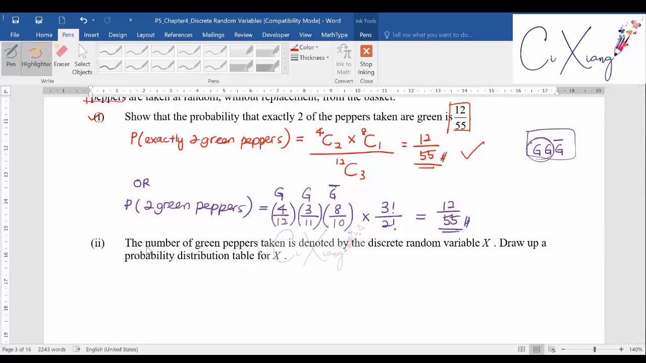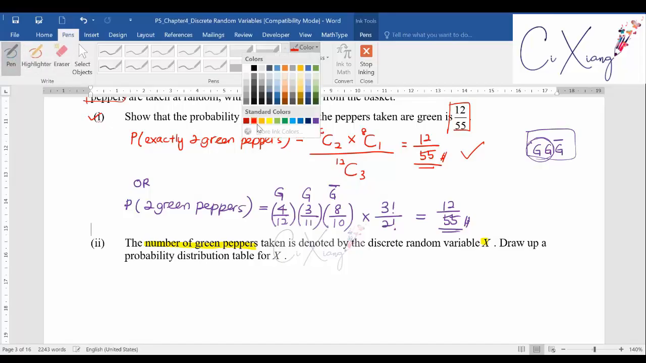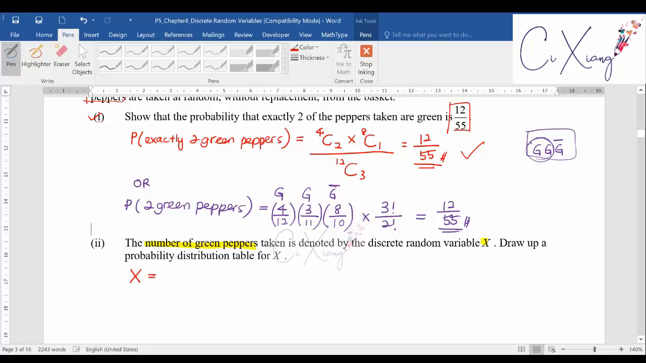Let's have a look at part number 2. The number of green peppers is taken and denoted by X. Draw up a probability distribution table for X. So now you need to consider that X is the number of green peppers. What are the possible values for X here?